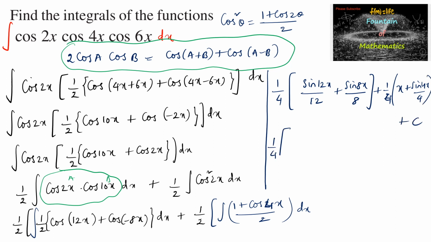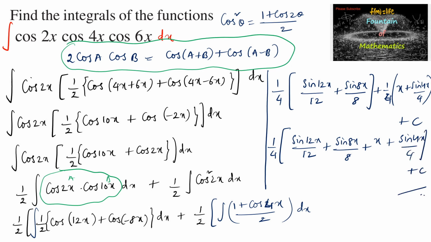Or we can take 1 by 4 whole common: sine 12x upon 12 plus sine 8x upon 8 plus x by 4, or 4 is taken common, only plus x plus again sine 4x upon 4, plus integral constant c is the answer.